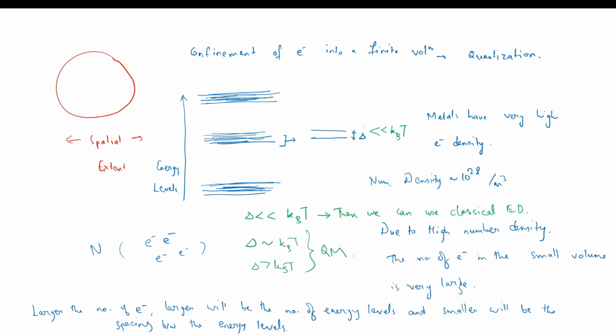But since we have a very high number density of electrons, it makes this energy level spacing much less than kBT. What is kBT? It is around 26 milli electron volt at room temperature. So this energy spacing is very much less than the thermal energy, and that is why we can use classical electrodynamics to explain the plasmonic phenomena.